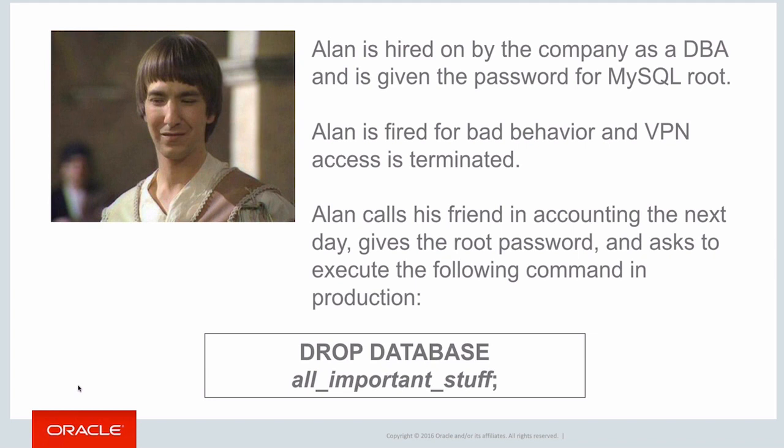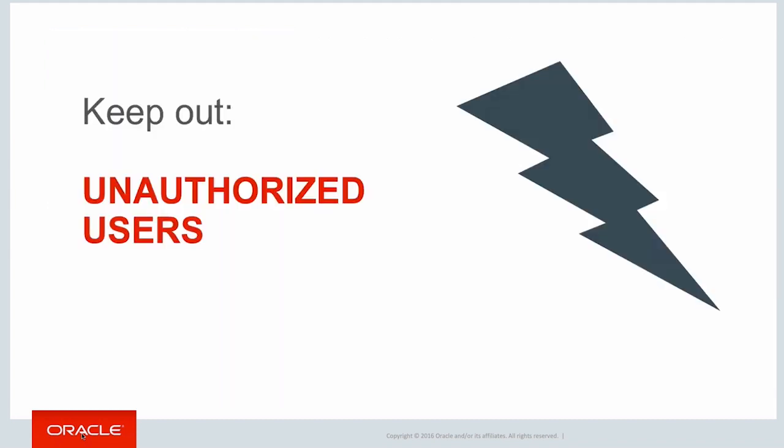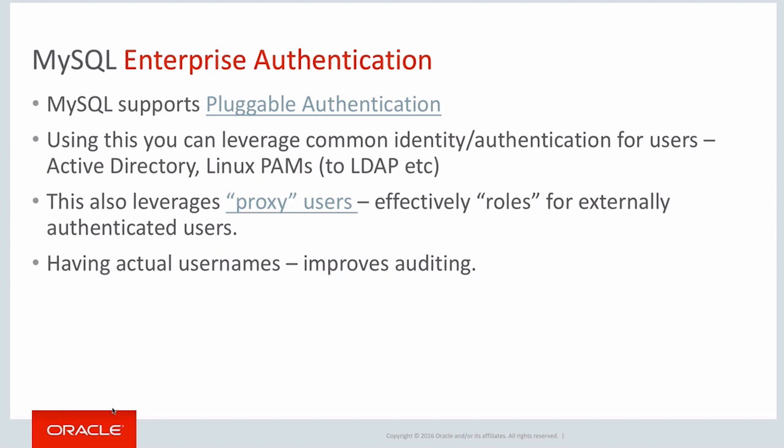So he tells his friend in accounting with the root password, run these SQL scripts, or run these scripts on the network. Drop database, blah, blah, blah. So that happens. We all know what happens. Databases are dropped that weren't supposed to be dropped. And so as a DBA, our responsibility is control unauthorized access to MySQL data.